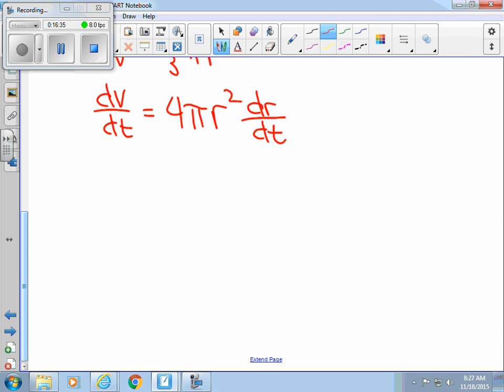Why would you not want to plug in before you take the derivative? Say I plugged in the 2 for radius at the beginning. What would the derivative be? 0, because we have all constants. And that's not what you're looking for, obviously. It's changing. So you don't want to plug in constants until you're finished.